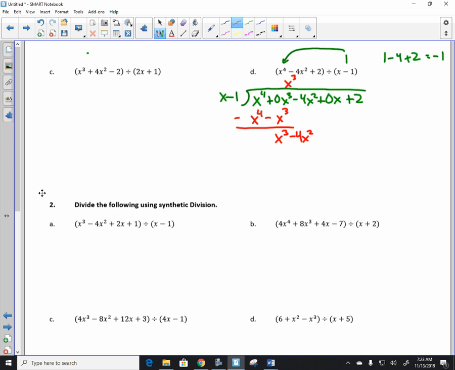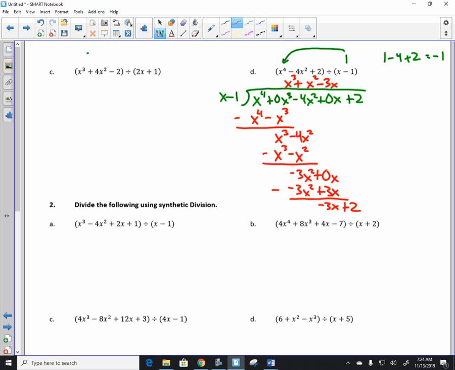Again, what do we multiply x by to get x cubed? We multiply by x squared. Run that x squared through, and you get x cubed minus x squared, and we subtract. X cubed minus x cubed is 0, and negative 4x squared minus negative 1x squared is negative 3x squared, and we drop the 0x down. What do we multiply x by to get negative 3x squared? We multiply by negative 3x. I run the negative 3x through, I get negative 3x squared plus 3x. Subtract, and we have negative 3x. Drop down the 2.